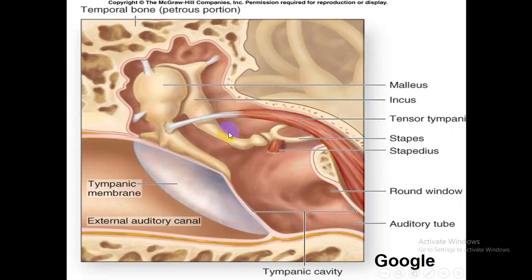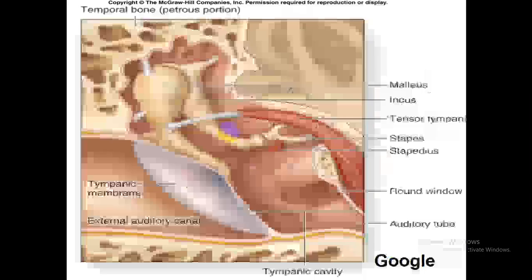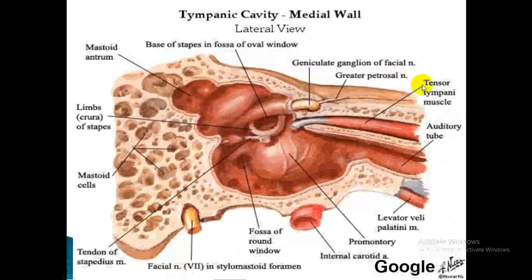While the lower opening is for the auditory tube, or Eustachian tube, which connects the middle ear cavity to the nasopharynx and is important in equilibrium of the pressure. The auditory tube passes downwards, medialwards and forwards.